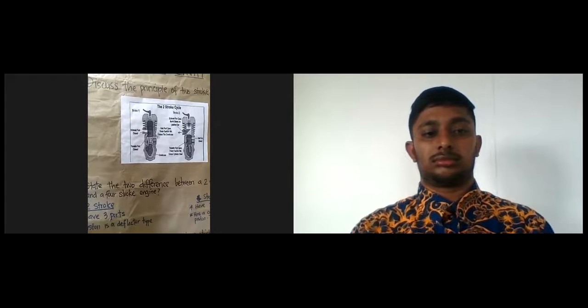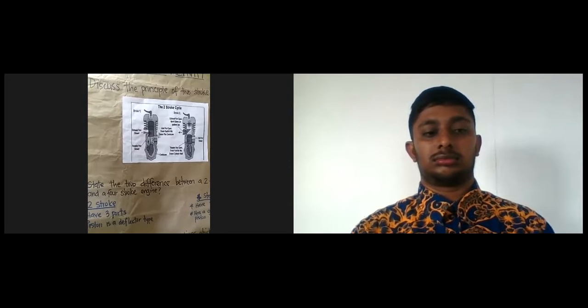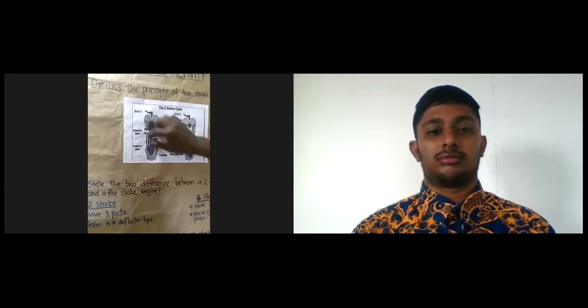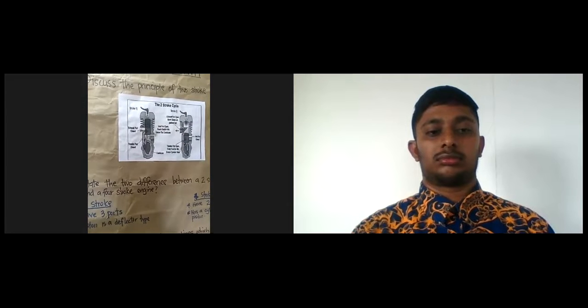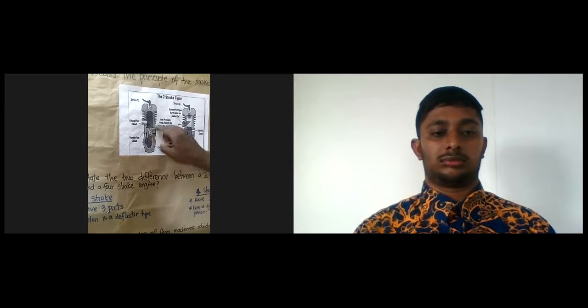It says a partial vacuum is created in the crankcase as the piston proceeds to move up. The vacuum is created and the piston starts to move upwards. And it says induction of fuel and air mixture as the piston passes the inlet port. The inlet port is here. As the piston passes the inlet port, the air and fuel come inside, and that's where air and fuel start to mix.